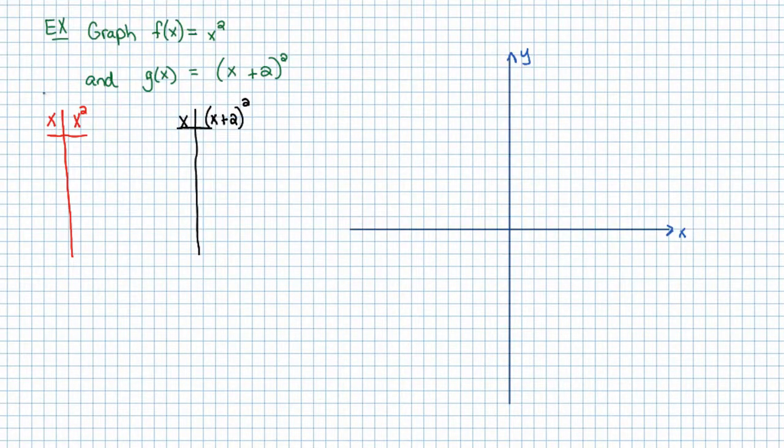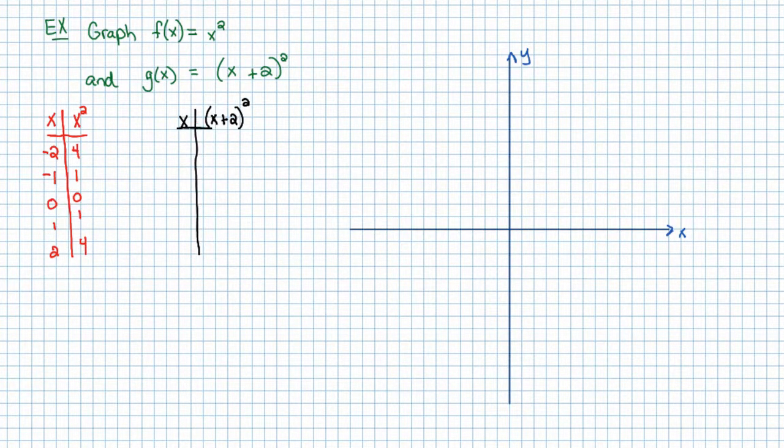So let's take an example. Let's go ahead and graph the standard squaring function here, the prototype for the squaring functions, and then g of x equals x plus 2 and quantity being squared. Making a table of values. For x squared, I'll plug in -2, -1, 0, 1, and 2. So my outputs will be 4, 1, 0, 1, and 4.